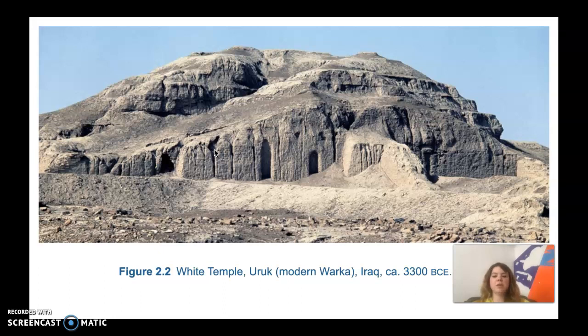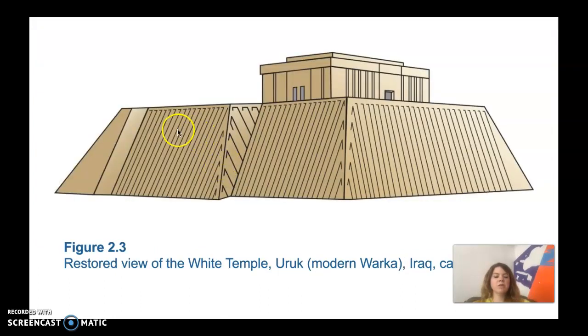This was made of mud brick, and you can see that it's deteriorated. The mud, from the rains and everything, has really eroded this monumental structure. But this is what it looks like restored. It originally had white gypsum coated walls, which is how it got its name. So the mud brick was faced with a nicer stone, basically, that made it white. And it's also oriented to the cardinal directions, which is an important aspect of this building.